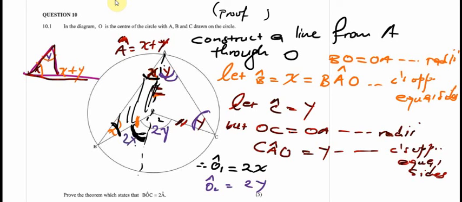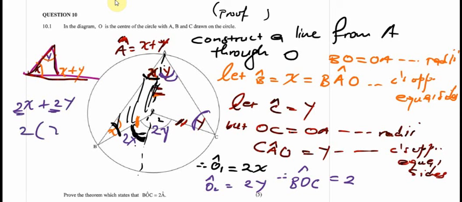So therefore your angle BOC is what? It is equal to 2x plus 2y. Take a common factor 2 into what? Into x plus y. So it is equal to 2 into x plus y, and x plus y is what? It is equal to your angle A. So it is twice angle A. So that's it for this proof. Okay.